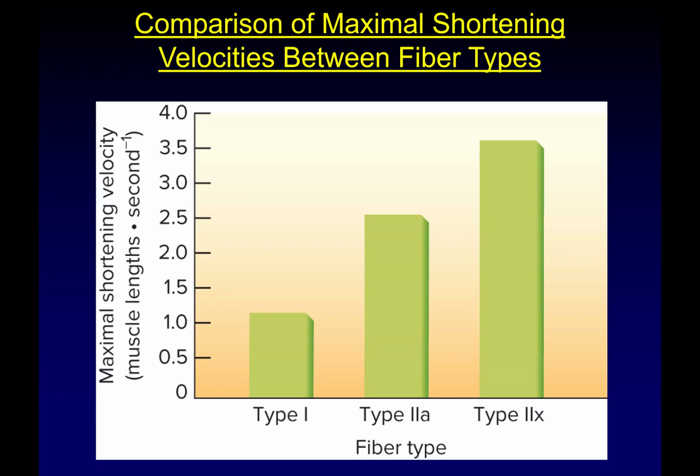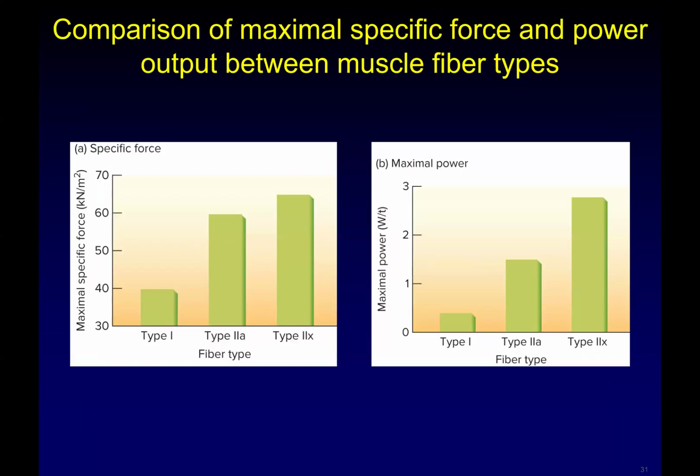Okay. If you want to be an explosive athlete, run fast and jump high, you need more type 2s. Okay. So what you're going to see here on the left is an idea of something called specific force. And then on the right is something called power. We're going to do the power part first. Then we'll talk about what specific force is. But this is power. Power is force multiplied by velocity.